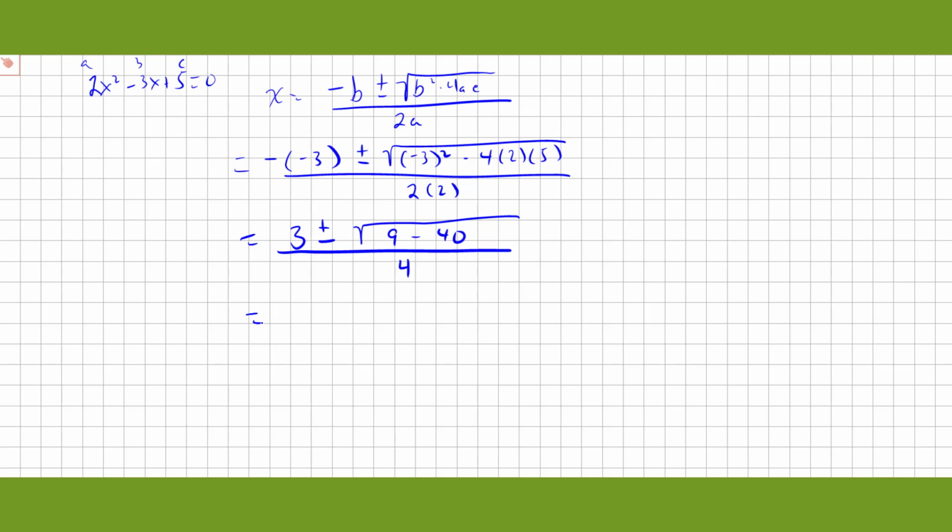All right, so I end up with 9 minus 40, so 3 plus or minus the square root of negative 31, all of that over 4. So then I've got 3/4 plus or minus the square root of 31 over 4, times i, right? So that square root of negative 31 is i times the square root of 31. So I can then go and look and see what my solutions to this quadratic are.